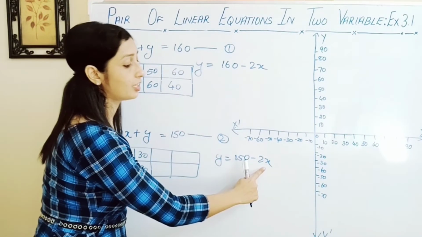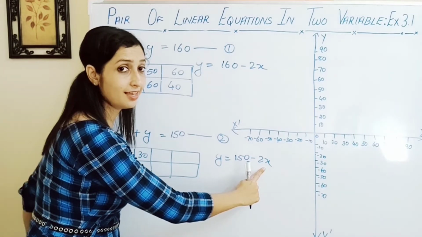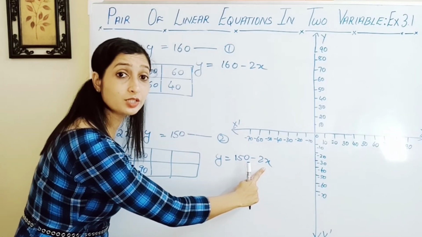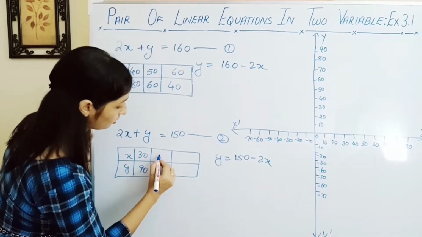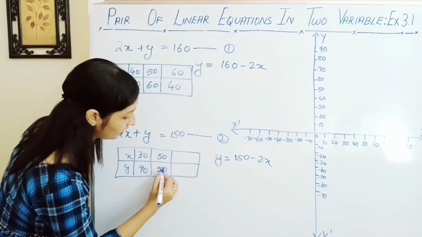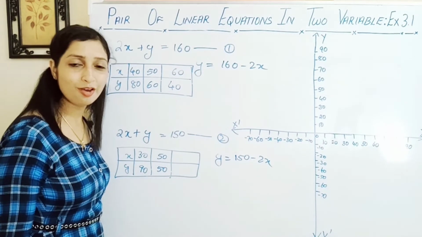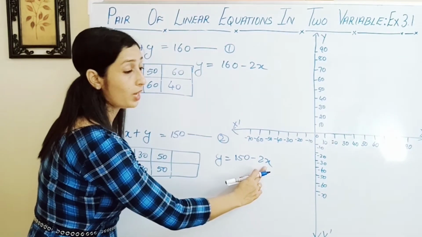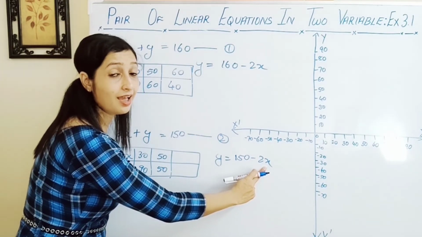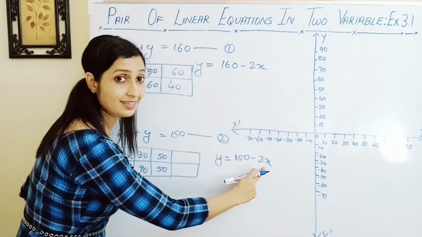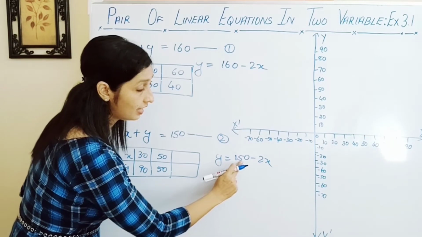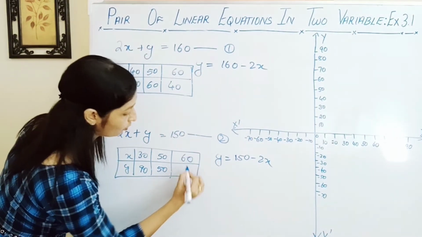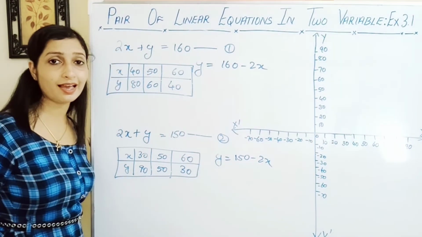Now what about the second value? I can take x as 50. Then what do you get the value of y as? I get y is equal to 50. So again, when x is equal to 50, I get y also equal to 50. Now next, what value can I take for x? I can take x as 60. Then I get the value of y as 30. So when x is equal to 60, I get y as 30.